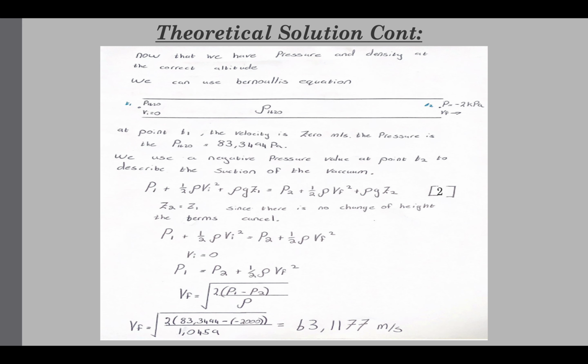When using Bernoulli's equation, we also assumed that the initial velocity was 0 and that the change in height was 0. Then we isolated for the final velocity, and we obtained that the final velocity was 63.1177 meters per second.